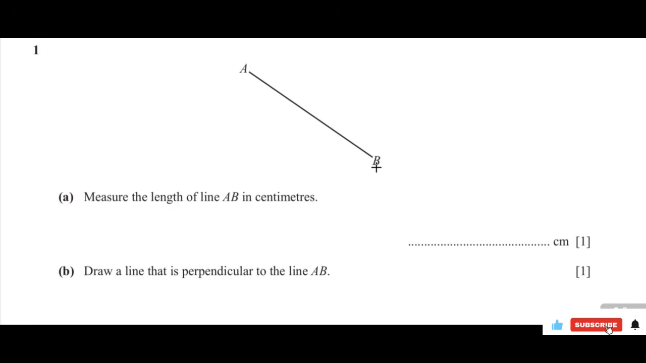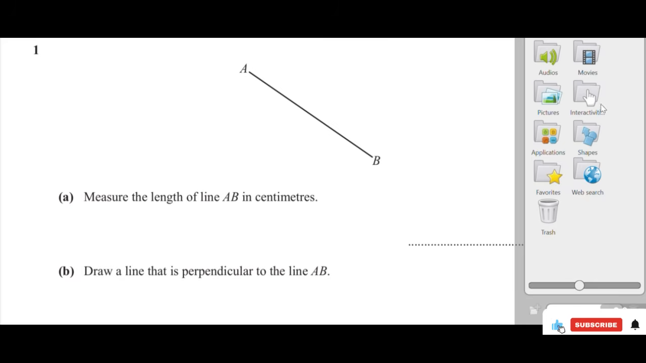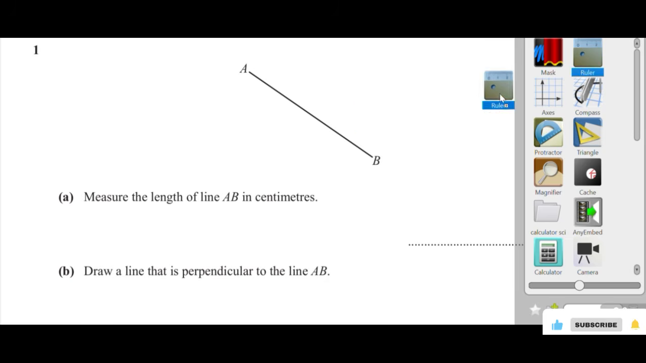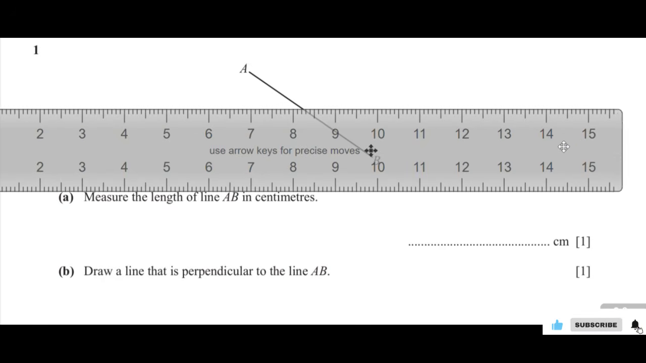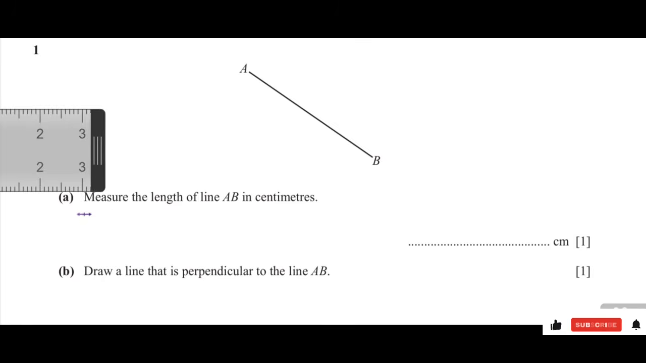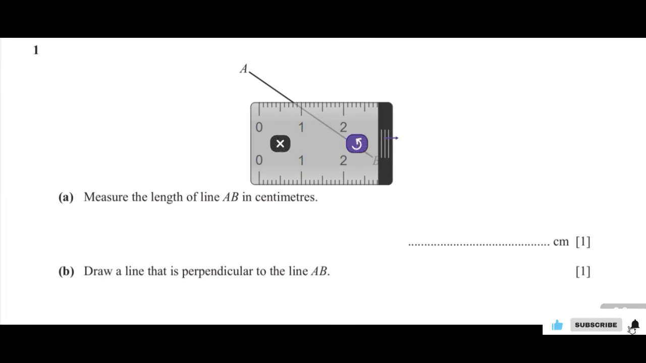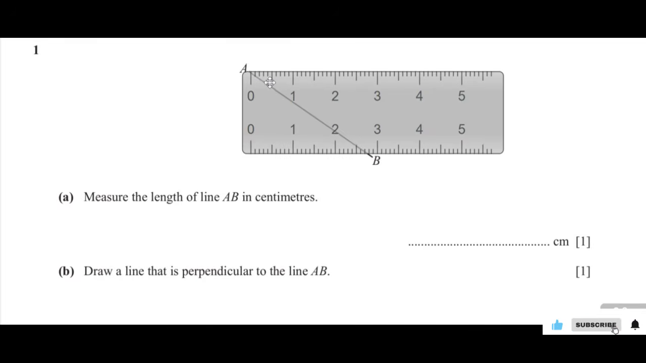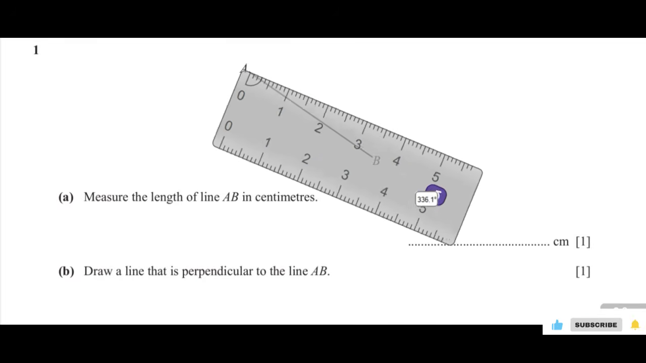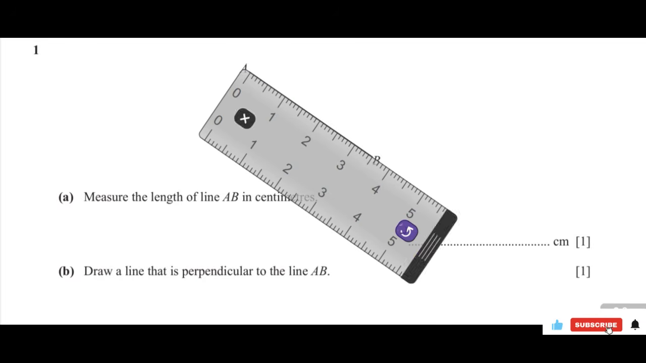Okay, so we have the line AB. We need to measure its length in terms of centimeter. For this we need a ruler. Let me close it a bit and measure its length. Now you need to place the ruler 0 on A and then measure the length of this line AB. So according to me, the length of this line is 3.5 centimeters, right?